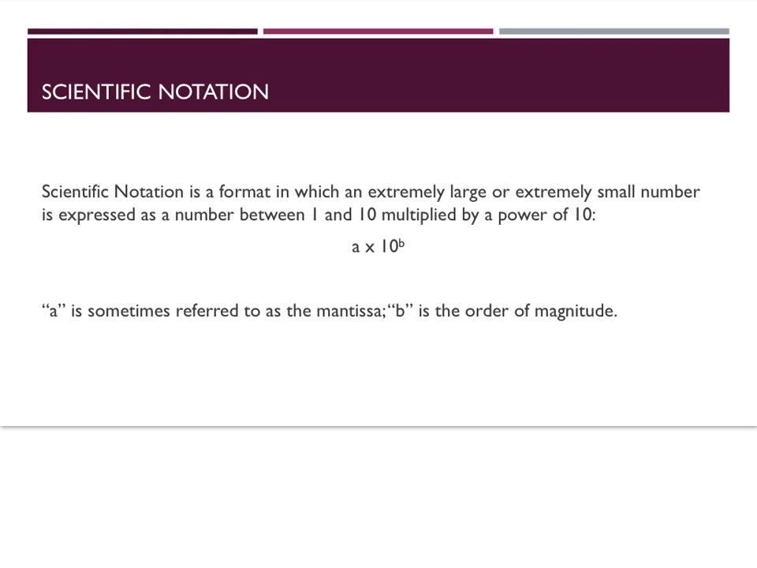Now, the part of the number that's made up of the significant digits, or the numbers that aren't zero, is called the mantissa sometimes. And the part that tells you how big or how small the number is, that's the exponent that goes on the 10 in scientific notation form, and that's known as the order of magnitude. Magnitude tells you how big it is.